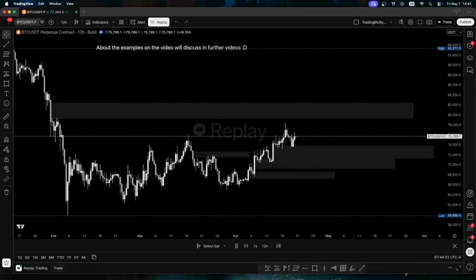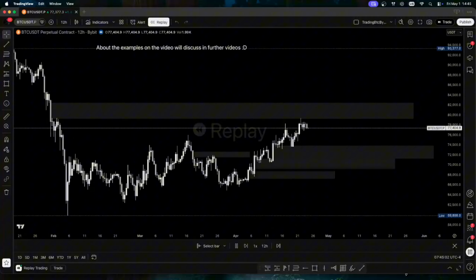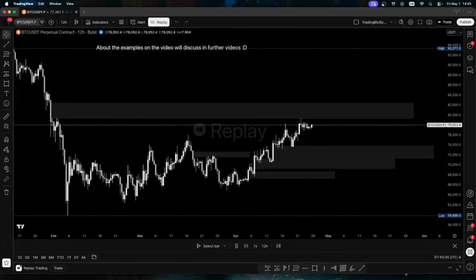The second is a fake breakout. Price moves through the level, fails to hold, and then reverses back inside the range. This often traps traders and creates a move in the opposite direction.